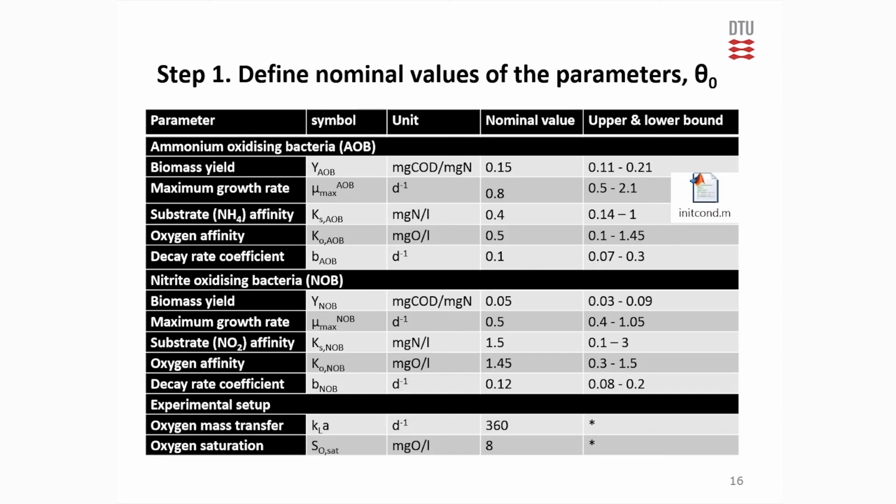In the next step, the nominal values for the parameters of the model are gathered. We also provide the lower and upper bounds. These values are obtained from a literature survey. The range for KLA, however, comes from batch tests and the aeration system itself. These data are saved in the file init.const.m.